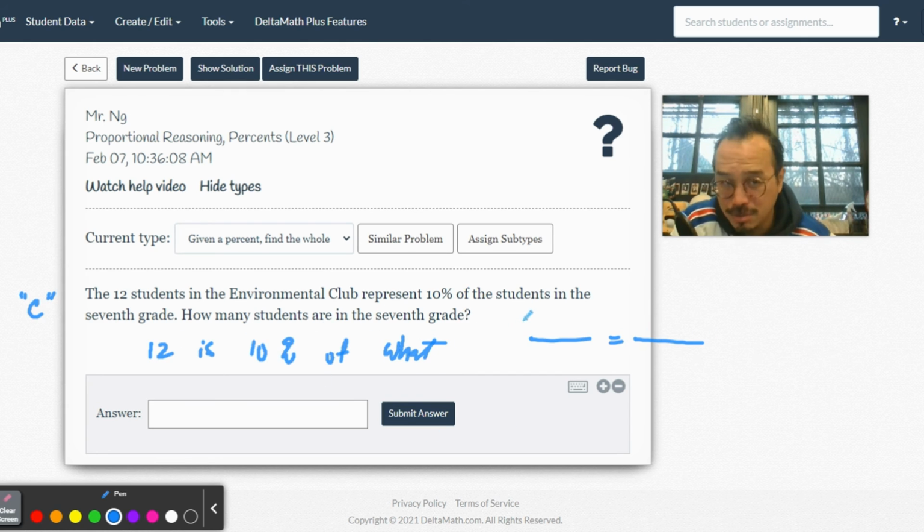So think of it like this. I'll write it. So listen to me while I'm writing this. 10% represents 12 out of what whole number? What's the total? That's what it sounds like. So let's cross multiply and divide. 100 times 12 is 1200 divided by 10, that's 120. So we're going to put 120 in there.